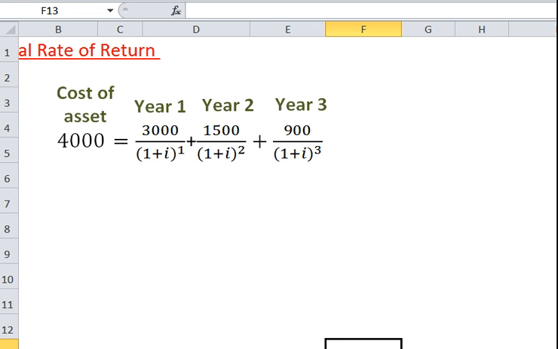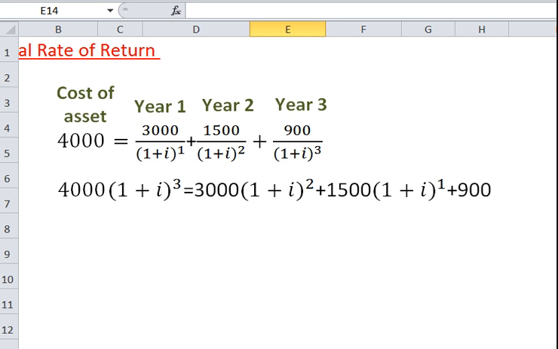The way to do this is to discount each of the years by some figure. So let's say we've got 3,000 divided by 1 plus i to the power of 1. Well, anything to the power of 1 is just the same thing, so it's 3,000 divided by 1 plus i. We can forget the power of 1. The second year is 1,500 divided by 1 plus i squared. And the third one, 900 divided by 1 plus i to the power of 3, cubed. So we need to find a value for the i's in here. They're all the same value, but we need to find a value for i which will equate these two sides. And that will be our internal rate of return.